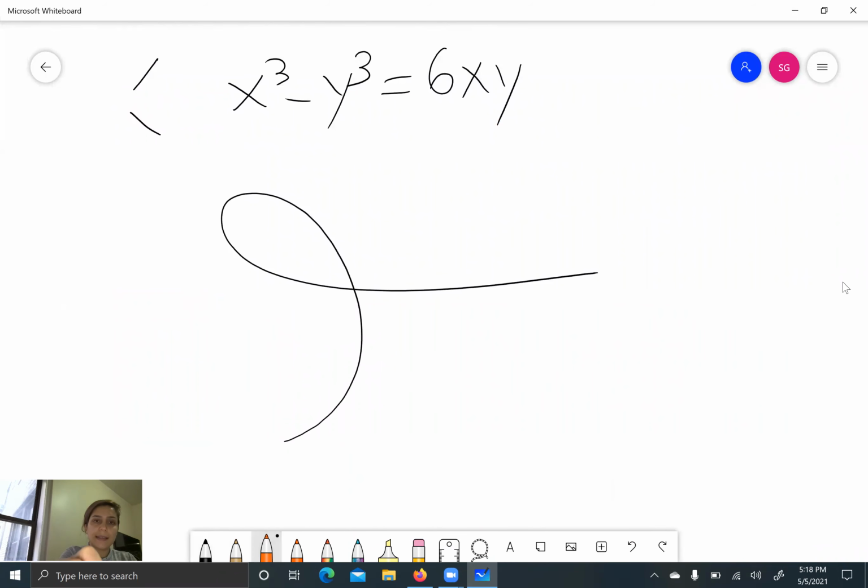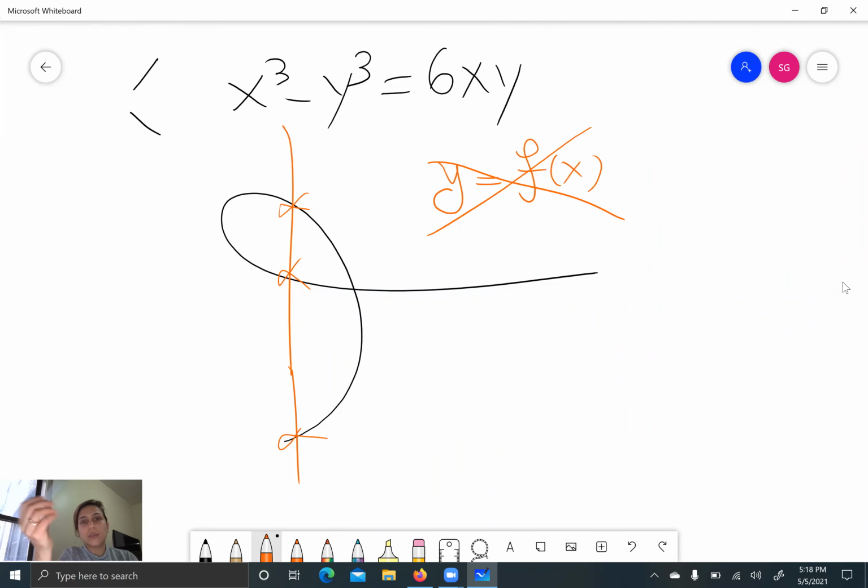So it fails the vertical line test because when you draw the vertical line, it crosses the graph at more than one point. So this is not a function, right? Since this is not a function, we are unable to write y explicitly as a function of x. We cannot do that.